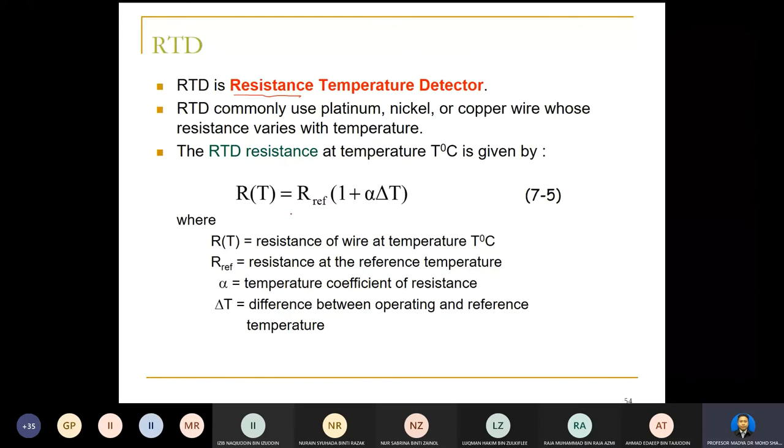So this is our formula for the RTD. To calculate the RTD resistance at a temperature T in Celsius, it is given by this formula. R_T equals R_reference multiplied by 1 plus alpha multiplied by delta T. Delta T is the difference between the operating and reference temperature. So this is the formula to measure the RTD resistance.